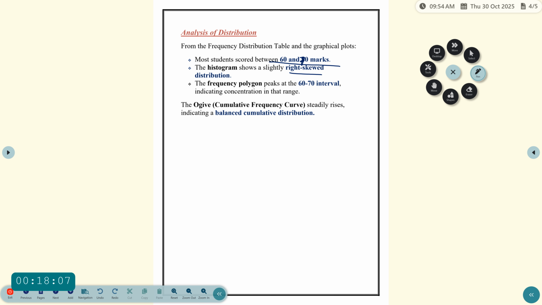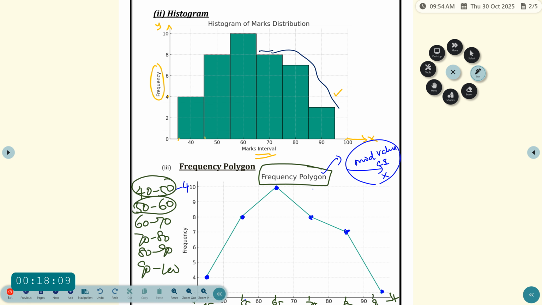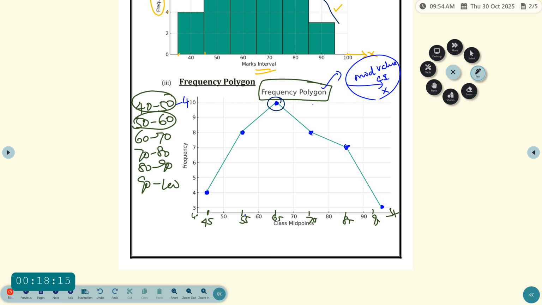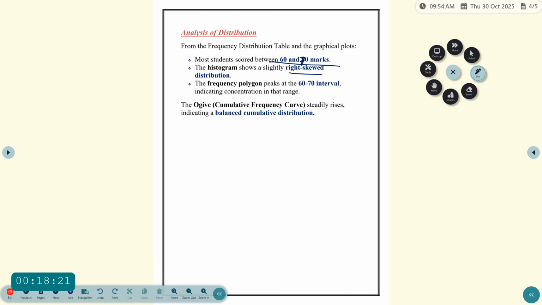Then the frequency polygon. Let us see the frequency polygon. This is our peak value. The frequency polygon peak value lies between 60 to 70. So write one more observation depending on the frequency polygon: from 60 to 70 the peak point occurs.